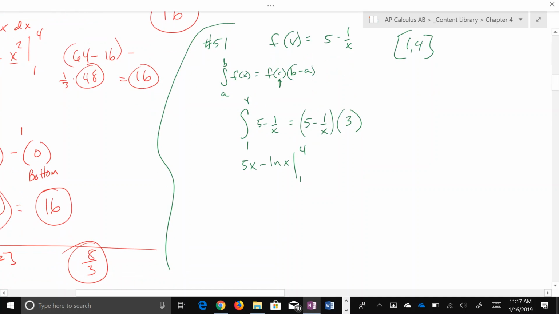Okay. So you basically get 20 minus ln of 4 minus, plug in the bottom, 5 minus, what's ln of 1? 0. Okay. So you get 20 minus ln of 4 minus 5. So that's going to be 15 minus ln of 4. That's the integral part right here. You can keep ln's in your answer, okay?